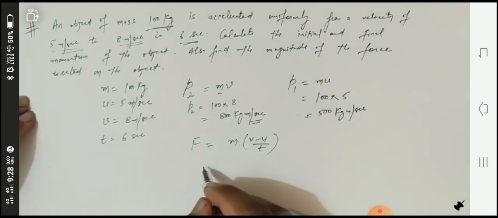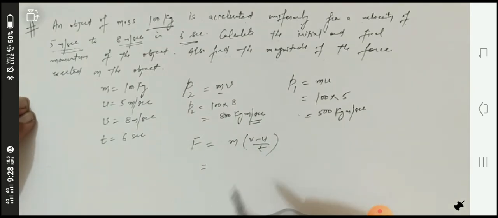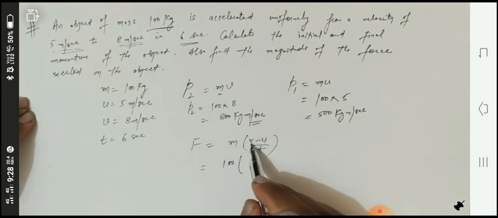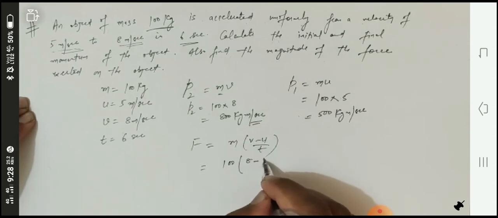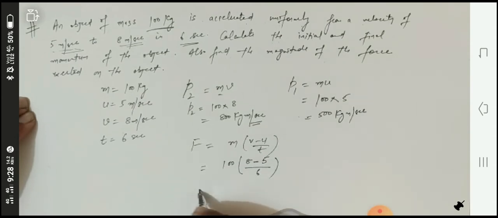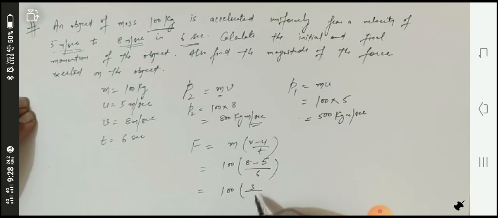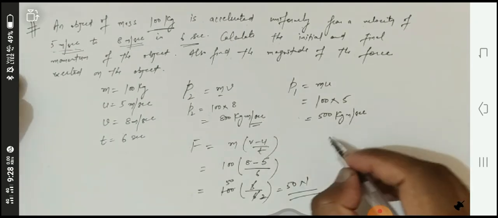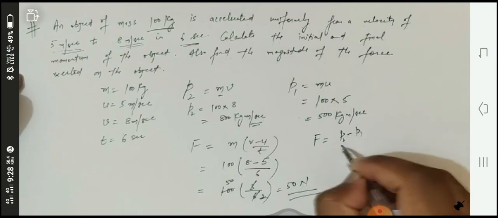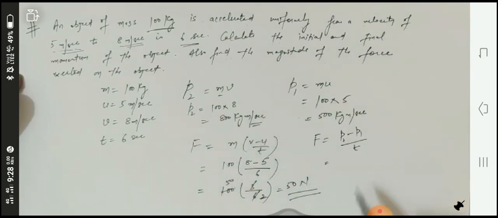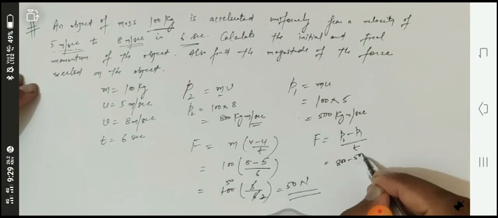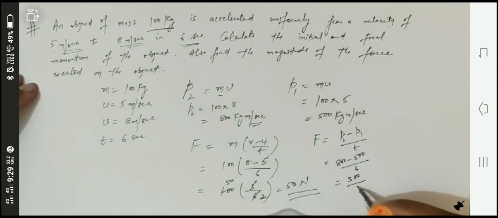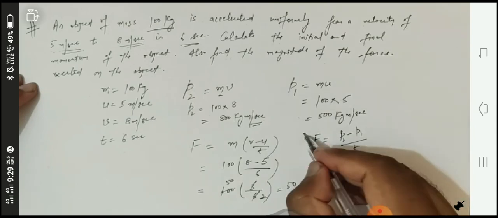Right? To calculate the value of force, the value of m is 100, v is 8, u is 5, time is 6. So it becomes 100 into 3 upon 6, which is 50. So 50 Newton is the correct answer of force. You can use this formula also: F is equal to P2 minus P1 upon t, because you have calculated P2 and P1. That is 800 minus 500 upon 6, that is 300 upon 6, which is equal to 50.